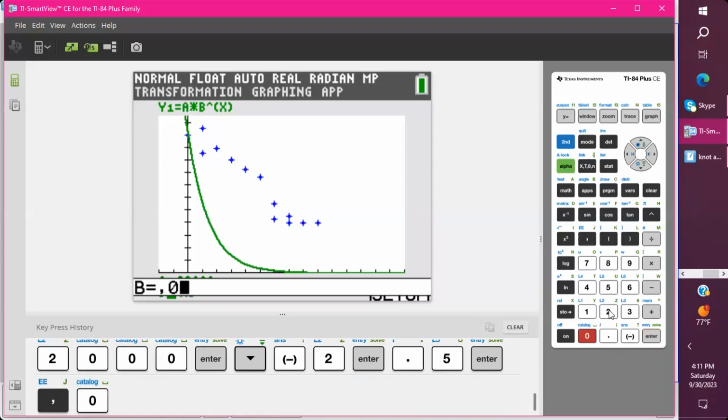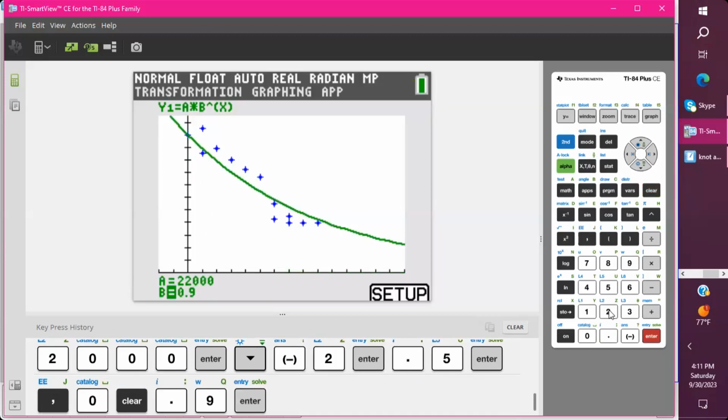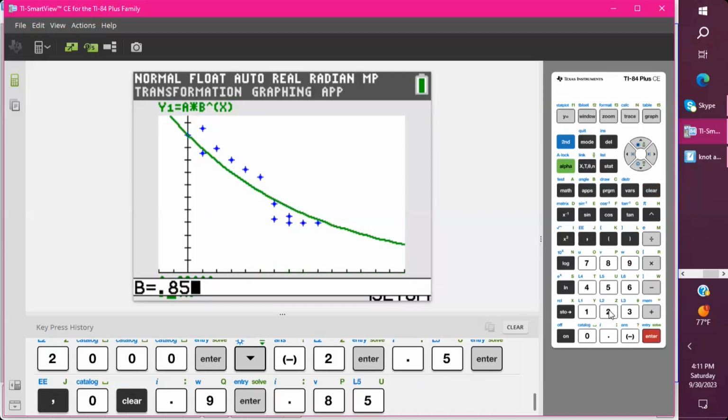So let's try 0.9 and see what happens. Oops, I put in 0.0. Let's just type over it. 0.9. Okay, well, that's getting closer. Got a lot of points above, or points below. Maybe we can tweak it a little bit and go 0.85.